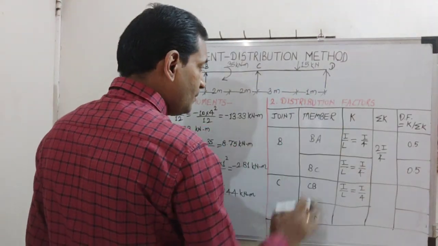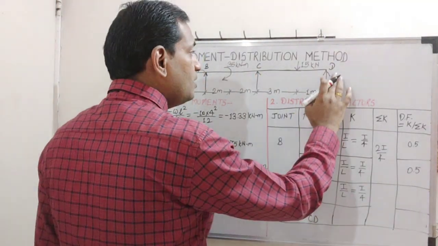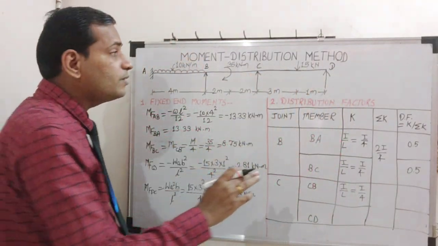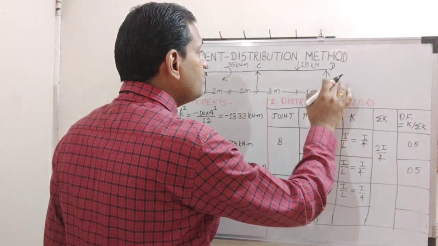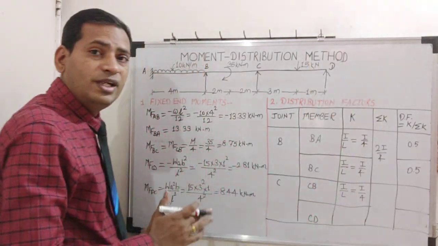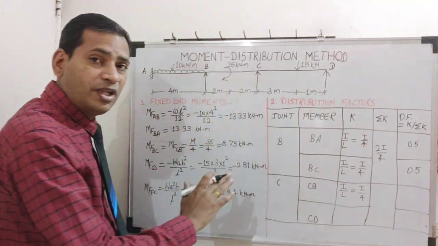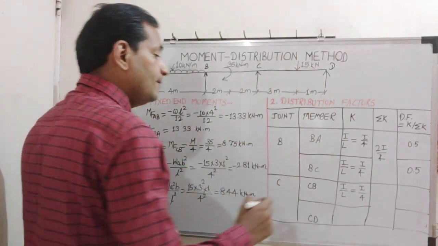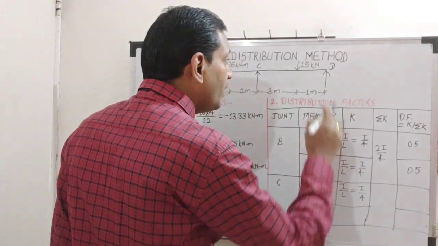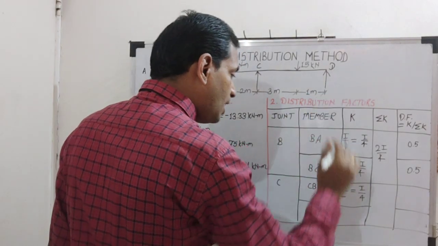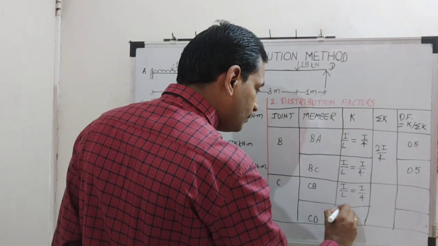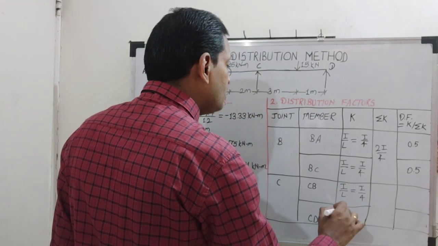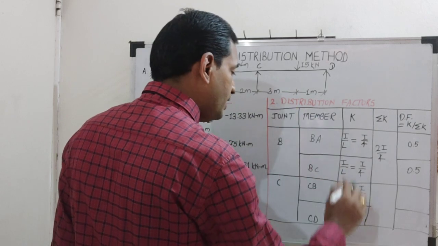Now CD. For joint C, D is the far end, an end support. It is not an intermediate support. So its boundary condition is that it is a simply supported end. So CD is not a propped cantilever case. It is a simply supported end. So when the far end is simply supported, the I value is 3I by 4.